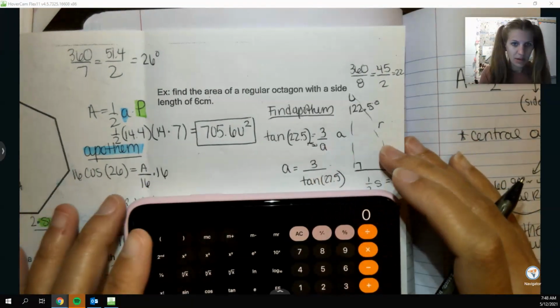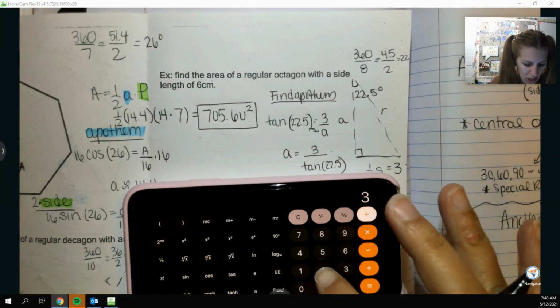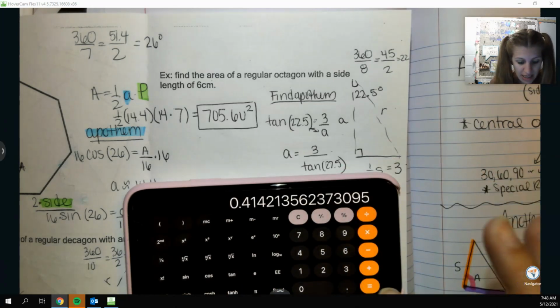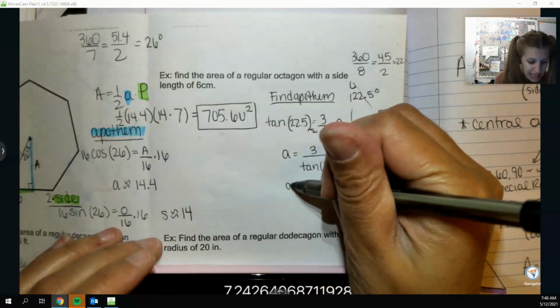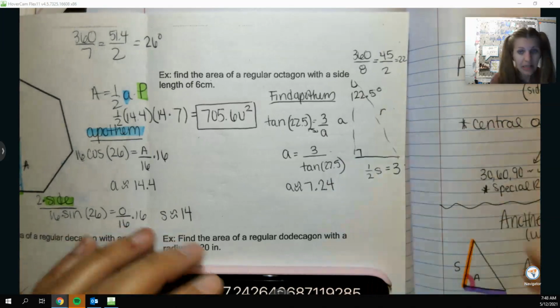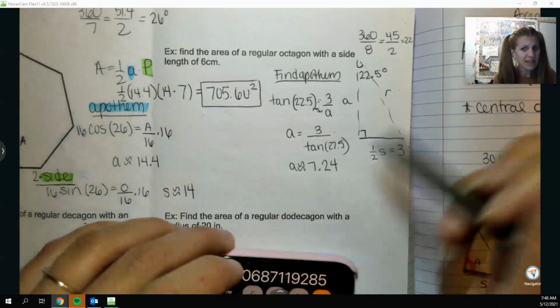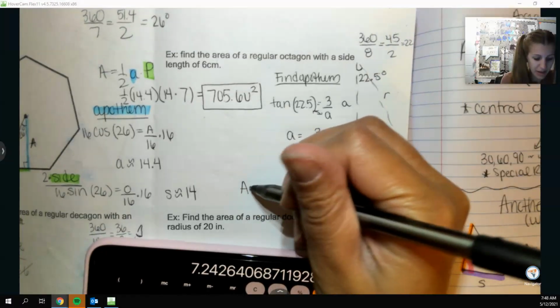So I'm going to type in 3 divided by 22.5 tangent. So that's how much the tangent is. Now I have to hit equals to get the division. So that is the length of my apothem. And just like I did on the last one, I can write it down, but I'm going to leave it on my calculator to not chop off that whole decimal, because I think I have everything else to find the area, I can just leave this number in there.